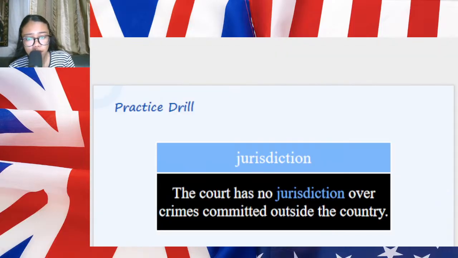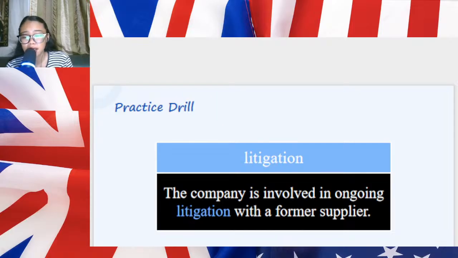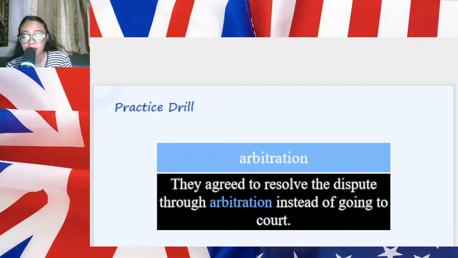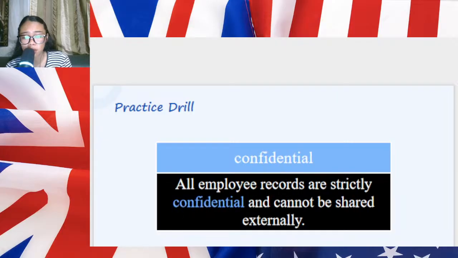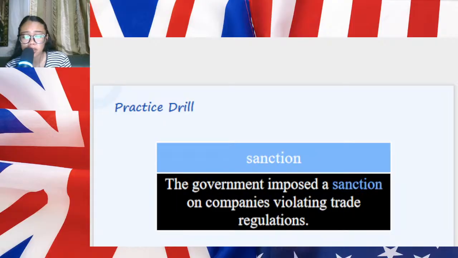Of course, we do not move on to the last set of words without practicing this set of words. First is jurisdiction. The court has no jurisdiction over crimes committed outside the country. Litigation. The company is involved in ongoing litigation with a former supplier. Arbitration. They agree to resolve the dispute through arbitration instead of going to court. Confidential. All employee records are strictly confidential and cannot be shared externally. Sanction. The government imposed a sanction on companies violating trade regulations, and that's the last word.